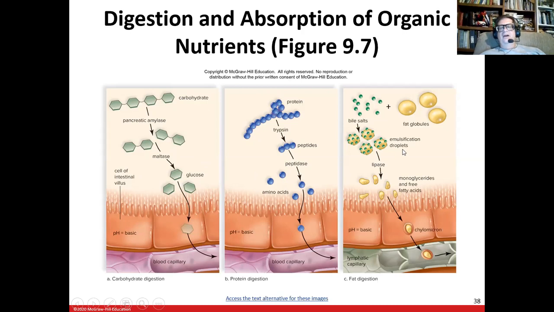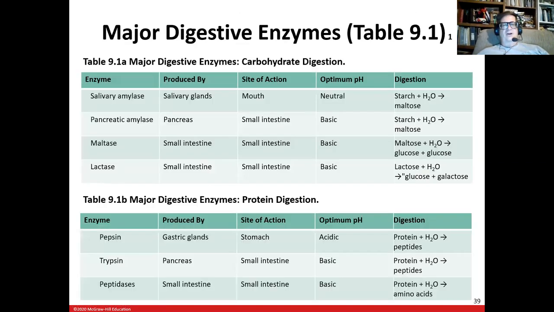Now, we have big fat globules, and we combine them with bile salts. That breaks them into smaller fat droplets, and those can be broken down by lipase, for instance, enzymes that digest fats. And then we have little tiny droplets of glycerols and fatty acids, and these chylomicrons, these little teeny tiny droplets, are brought into the lacteals. All right, moving on.